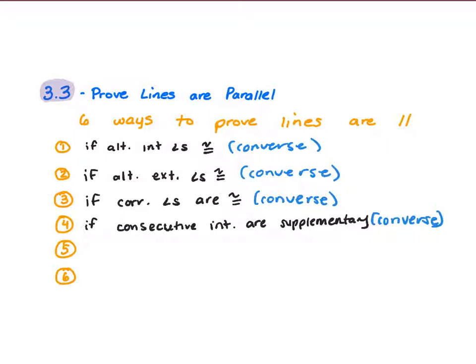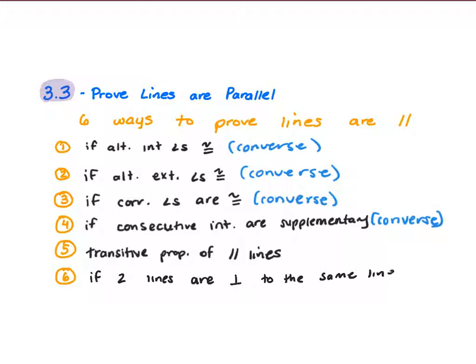What are the other 2 ways to prove that they're parallel? The transitive property, which says if 2 lines are parallel to the same line, then they are parallel. And the last one? Perpendicular. If 2 coplanar lines are perpendicular to the same line.